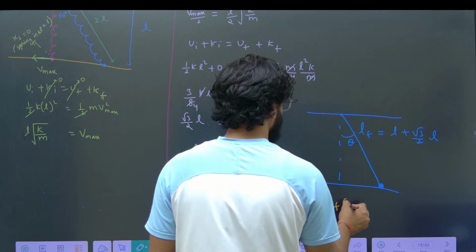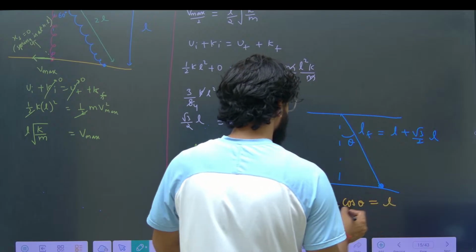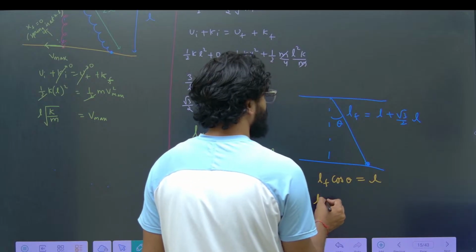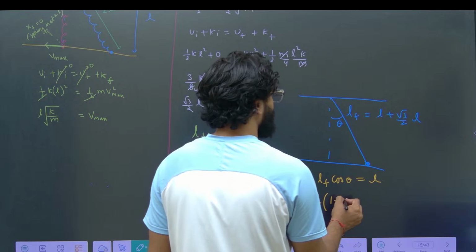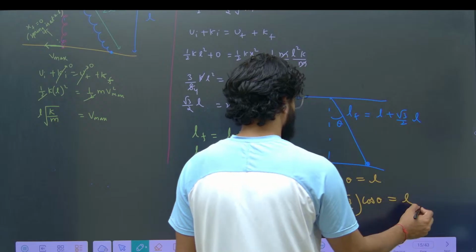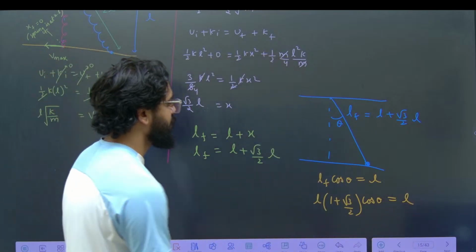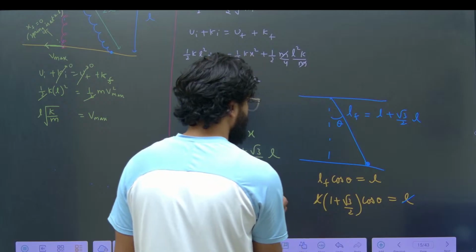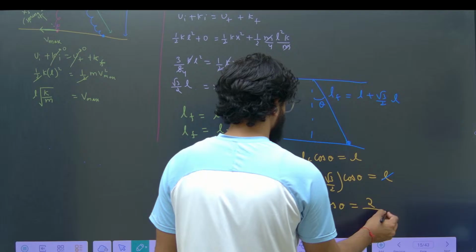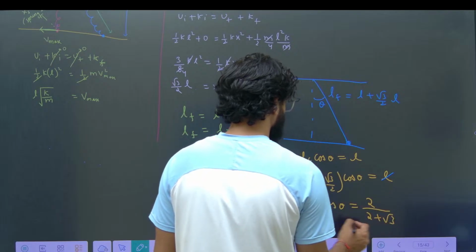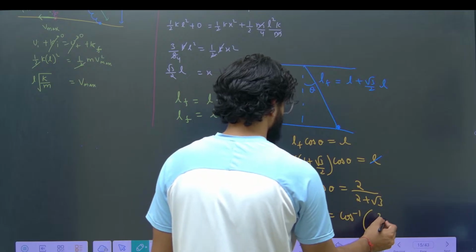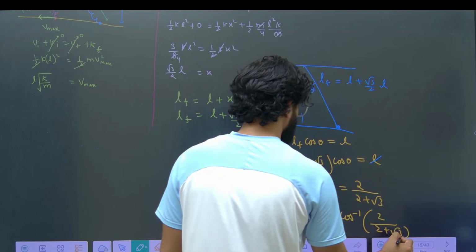LF cos theta equals L only, right? So taking L as common, 1 plus root 3 by 2, into cos theta equals L. Okay, so L gets cancelled out. It's a bizarre kind of answer. 2 upon 2 plus root 3. So theta should be cos inverse 2 upon 2 plus root 3.